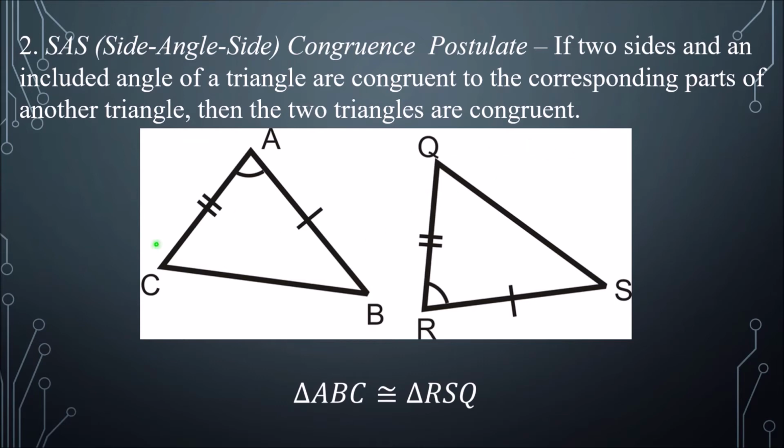So in this case, AC is congruent to QR, AB is congruent to RS, and this angle, angle A, is congruent to angle R. Therefore, triangle ABC is congruent to triangle RSQ by SAS congruence postulate.